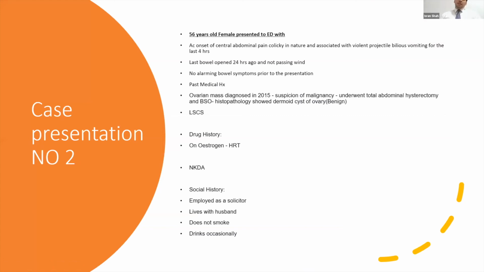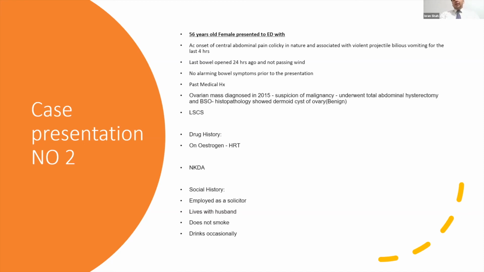So the next one was a 56-year-old female that presented to our emergency department with acute onset of central colicky abdominal pain, which was associated with projectile bilious vomiting. Now, the important thing in the history here is that the pain started about 4 hours ago, but the patient hadn't opened her bowels in about 24 hours and wasn't passing any wind, was feeling a bit nauseous before she started vomiting. No alarming bowel symptoms prior to the presentation.